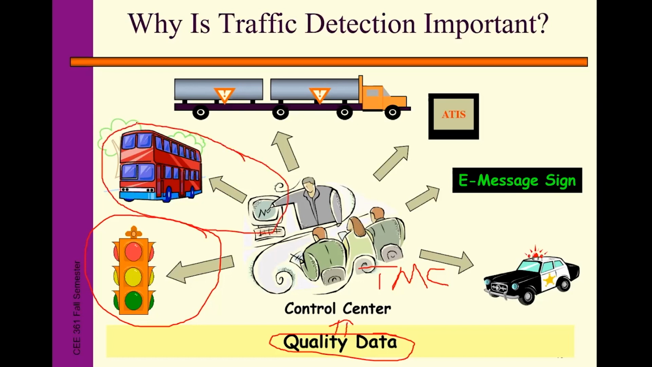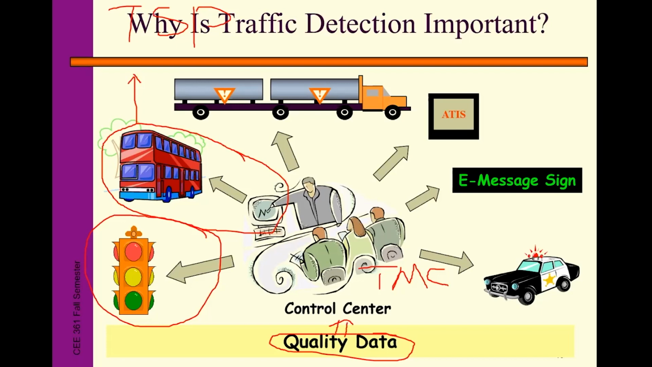While the system is quite popular, we call it the transit signal priority system. It's called the TSP system. The basic idea is, based on the detection data, we allocate more green time to the transit vehicles and let the transit vehicles pass through the intersection without stopping. So why do we want to allocate more green time to the transit vehicles rather than passenger cars?